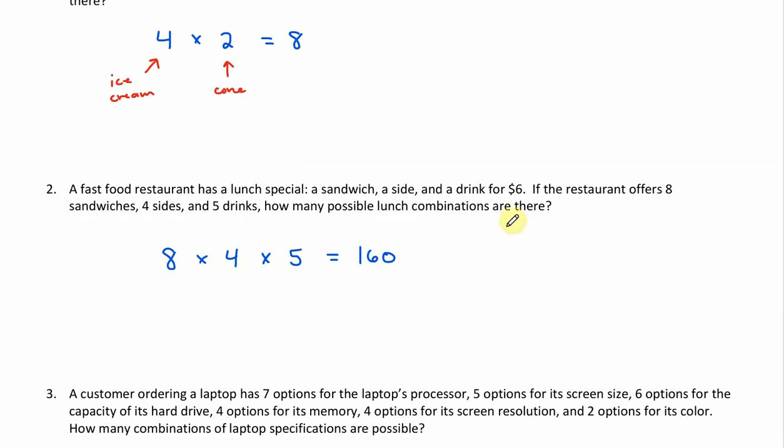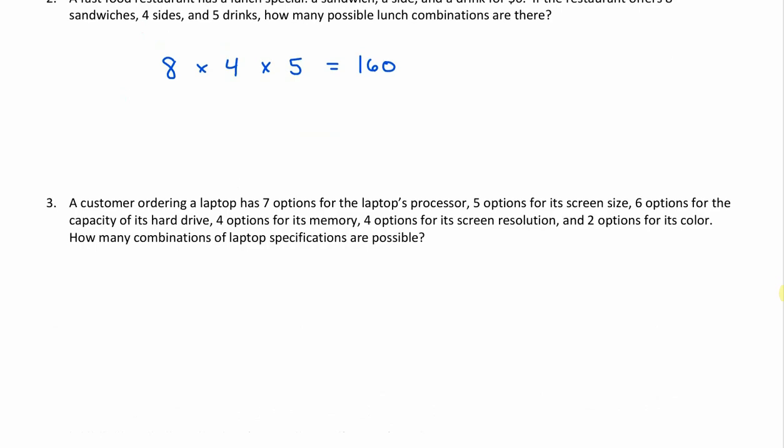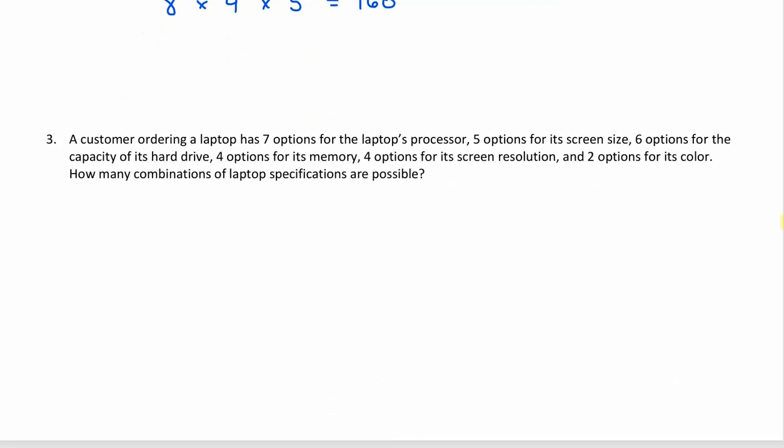And then that one is nothing compared to what happens in number 3. So number 3 is kind of taking this to a conceptual extreme. And I know that if you're going to order a custom laptop, there are more options than this, but I had to cut it off somewhere so this didn't get too long. So 7 options for the processor, 5 for the screen size, 6 for the capacity of the hard drive, 4 for the memory, 4 for screen resolution, 2 for color. Okay. How many combinations are possible?